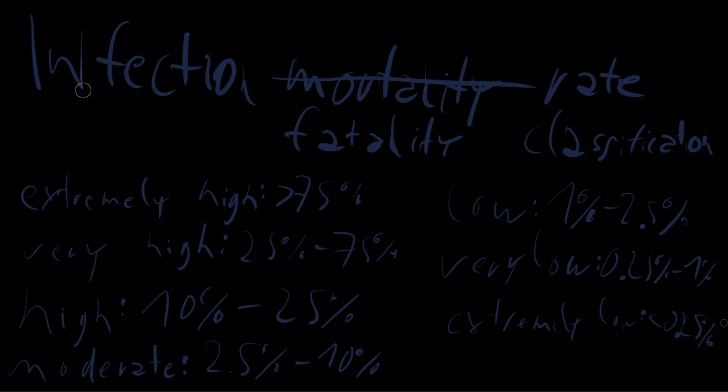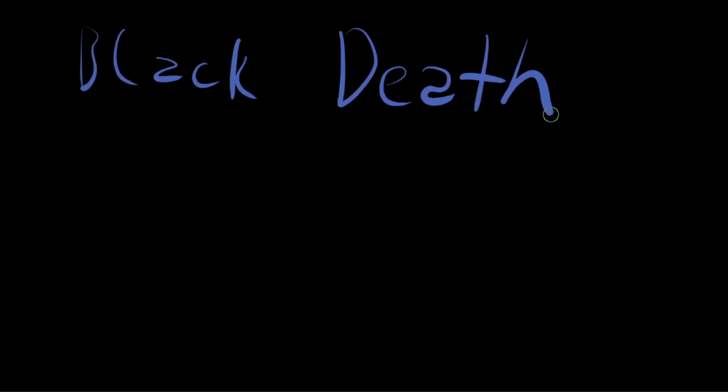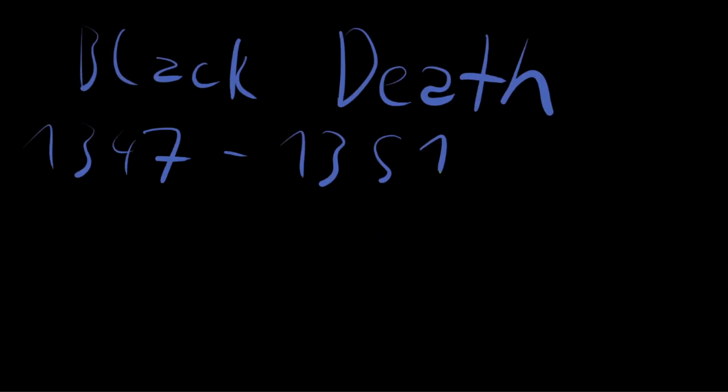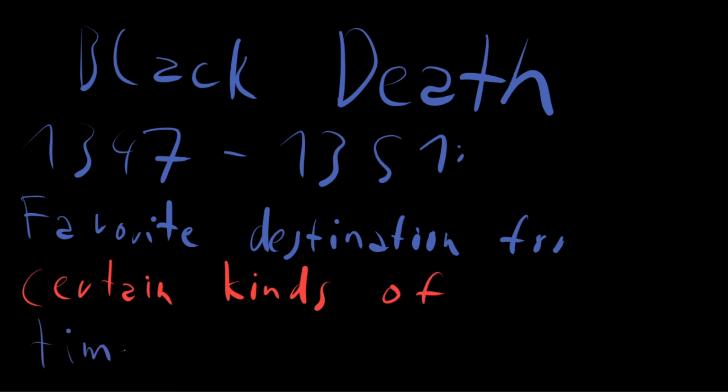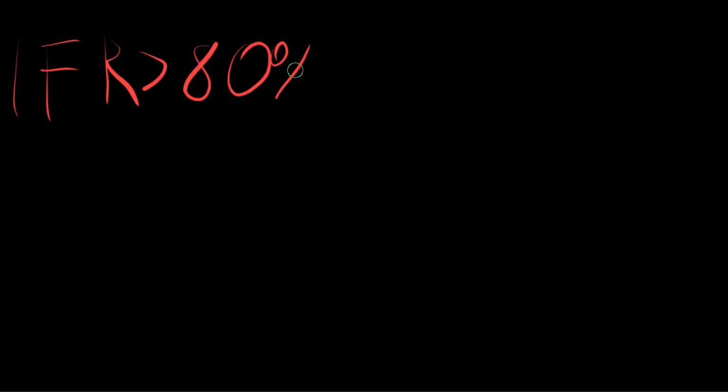Let's start chronologically with one of the most well-known pandemics, the Black Death. More specifically, that's the outbreak of the bubonic plague in Eurasia and North Africa, with the peak in Europe between 1347 and 1351. How severe was that? Well, upwards of 80% of those who got infected died. That's a pretty clear case of a pandemic with an extremely high infection fatality rate.